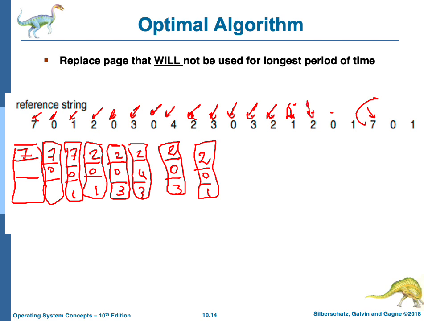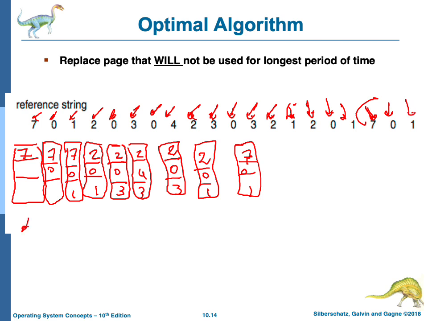Next is page 2, already in memory, page 0 is already in memory, page 1 is already in memory, page 7 is not, and so we compare 2, 0, and 1. So 0 is here, 1 is here, but 2 is the furthest away, and so we replace it with page 7. Next is 0, already in memory, and 1 is already in memory.